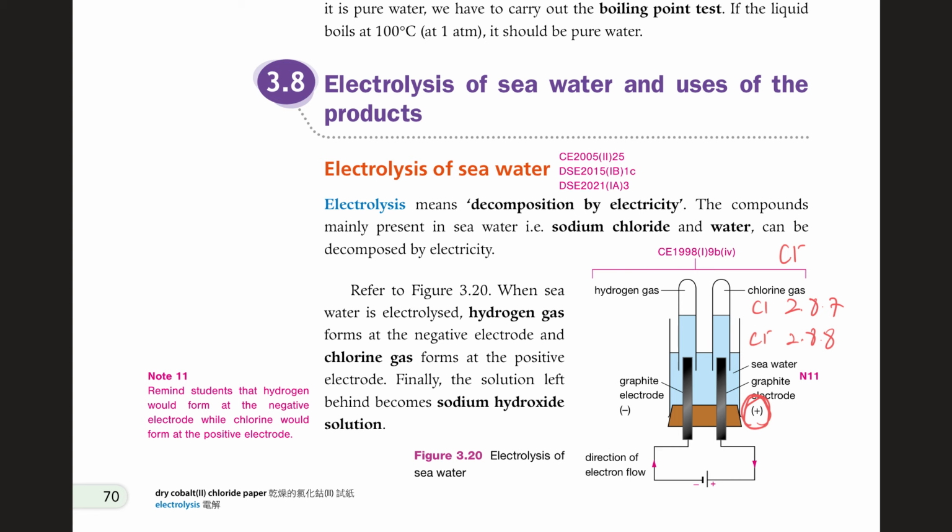Finally, you should also know that the solution left behind would become sodium hydroxide solution. However, the principle behind the formation of hydrogen gas, chlorine gas, and sodium hydroxide solution will be discussed in the Form 5 syllabus. In Form 3, all you should know is that, first of all, hydrogen gas will be formed at the negative electrode, while chlorine gas is formed at the positive electrode, and the solution would then become sodium hydroxide solution.